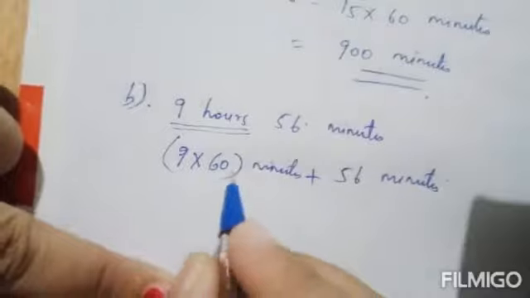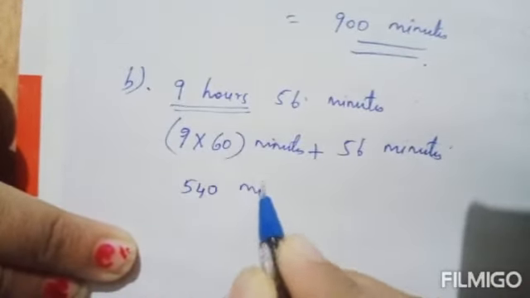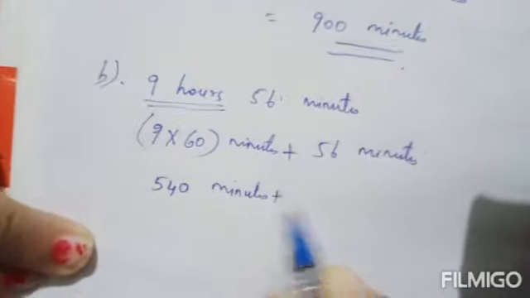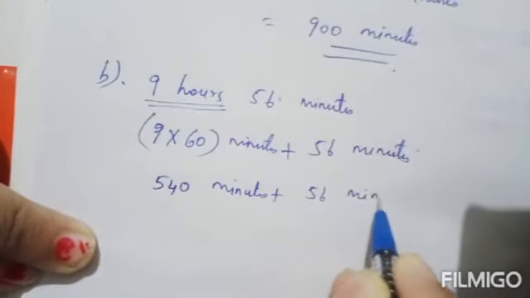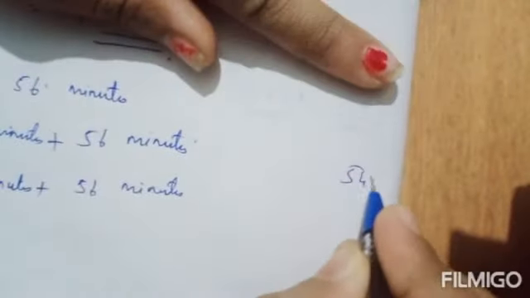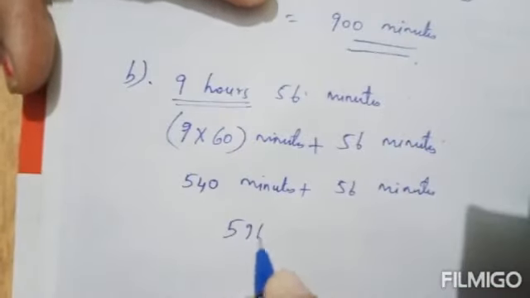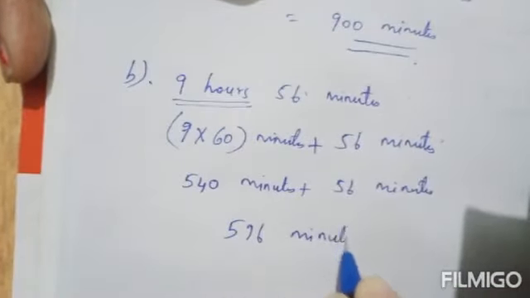Okay, now 60 into 9, you will get 540 minutes plus 56 minutes. Now you can add 540 plus 56. What you will get? It is 596 minutes. So this is the answer.